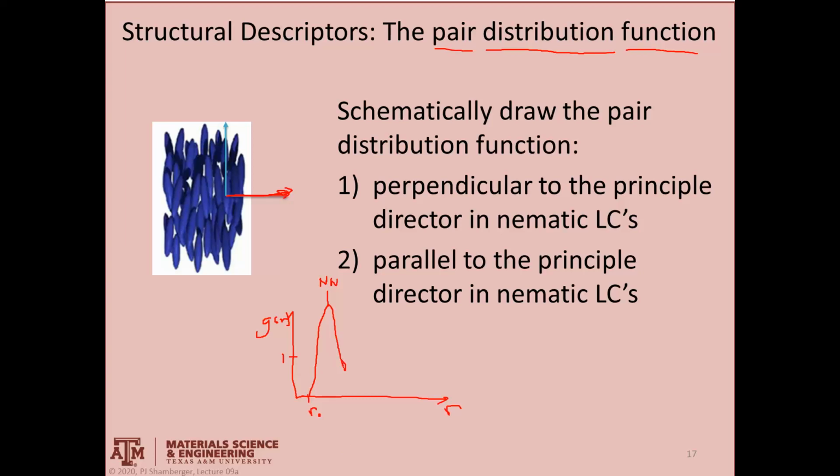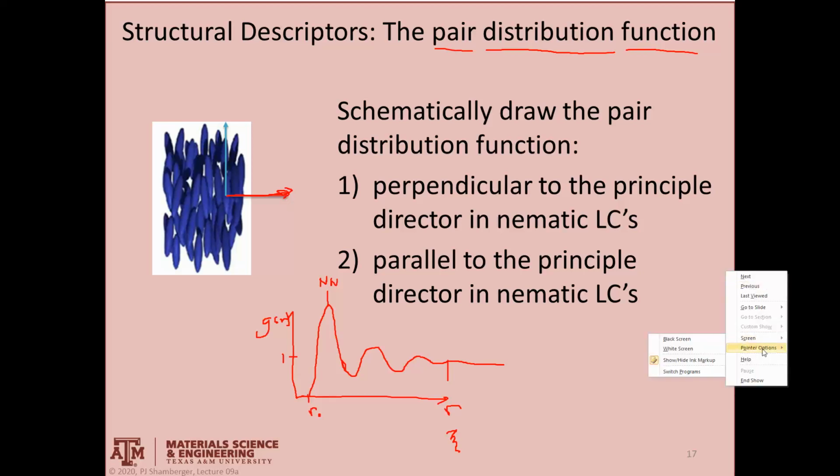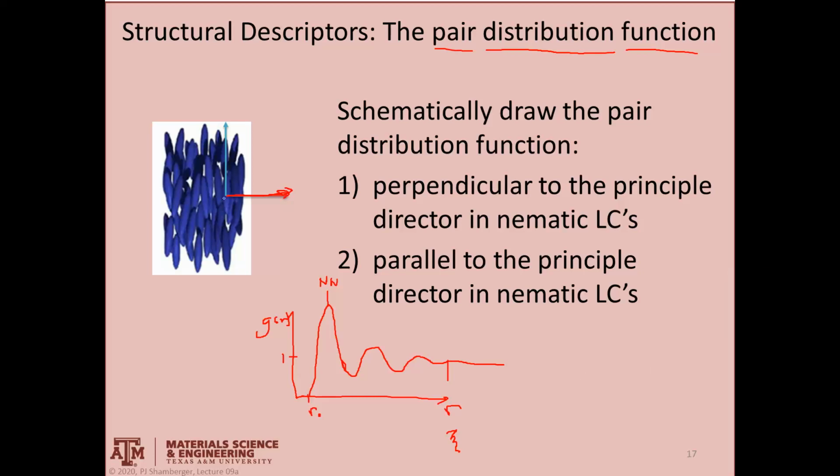And then there's a little bit of an exclusion zone after that. And then I have my second nearest neighbor, maybe my third nearest neighbor. But after about that, we're going to hit our correlation length. This is chi, the Greek letter chi. Correlation length, remember, is the distance after which we don't have any additional information about where the position of the next molecule would be. And so if I'm looking at it in a perpendicular direction, my plot might look something like this.